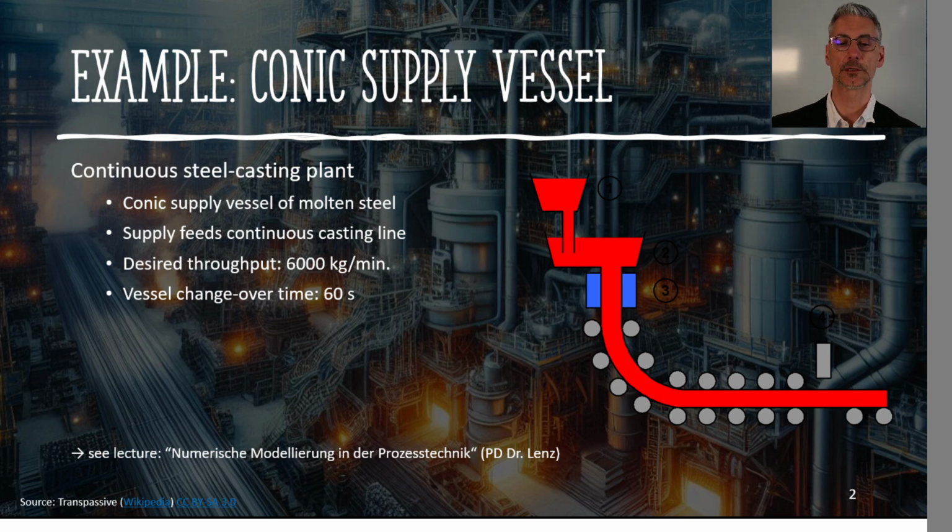So this supply feeds the continuous casting line, and from our engineering point of view we need a throughput of about 6 tons per minute. We also need to change these conic vessels over so that the continuous casting plant can actually work continuously, hence the name. So we need to incorporate a change over time, and for the system that we imagine, we have a 60-second window in which we can move to the next conic vessel. So this needs to be incorporated as well.